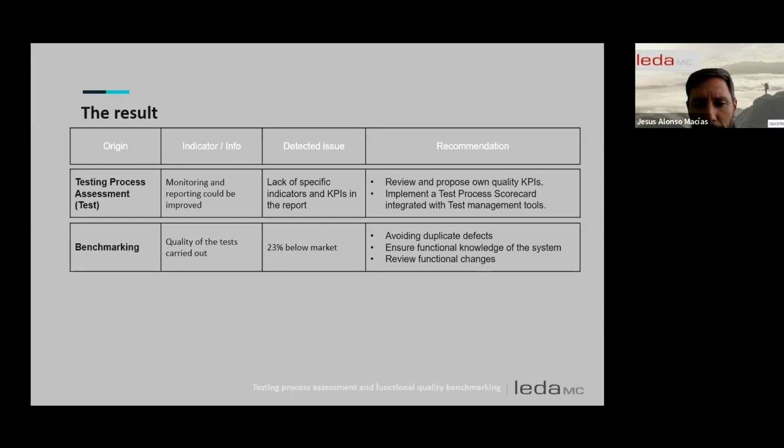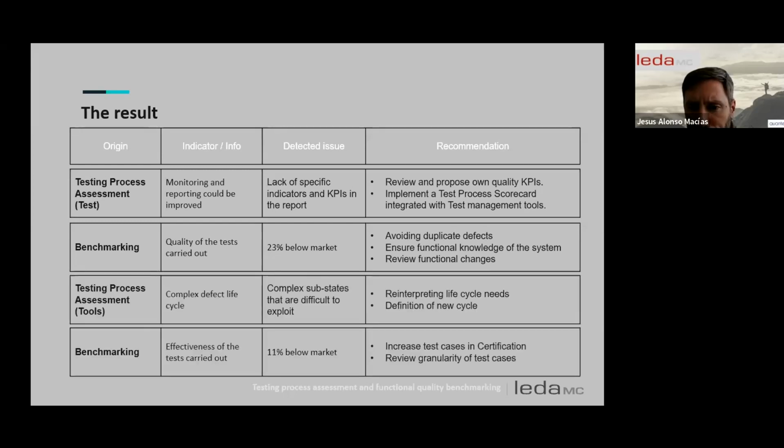design phase. Now, for another example, this is time again to see what originates from the assessment. In particular, this information was extracted from the tool review phases. The defect life cycle was very complex and didn't give us any more information than if it was a simpler cycle. Hence, we could recommend a resync.